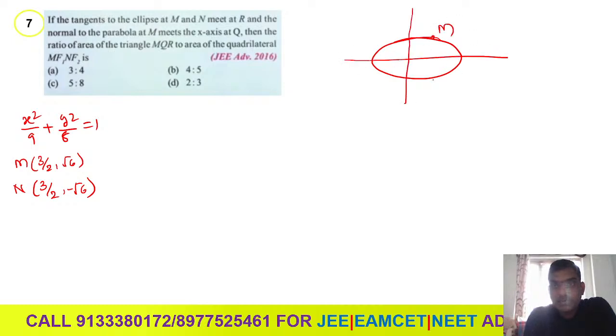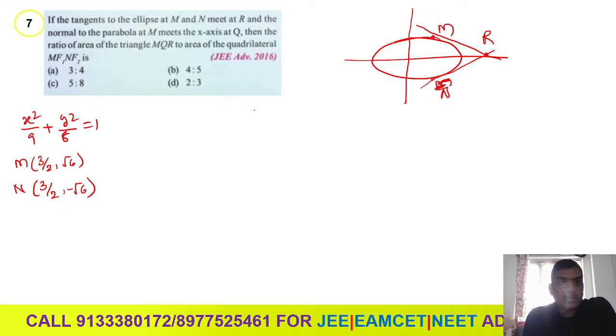So let us take it as M. Here it is N. So this is first tangent. This is second tangent. Both are meeting here. This is R. Okay, now that is R.